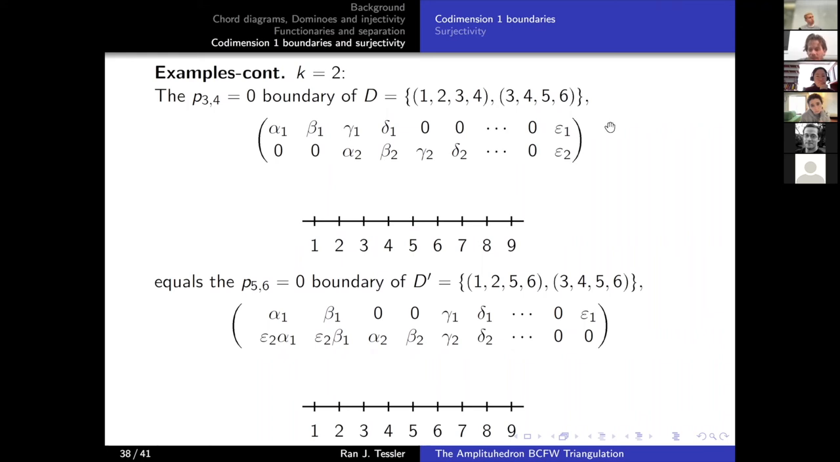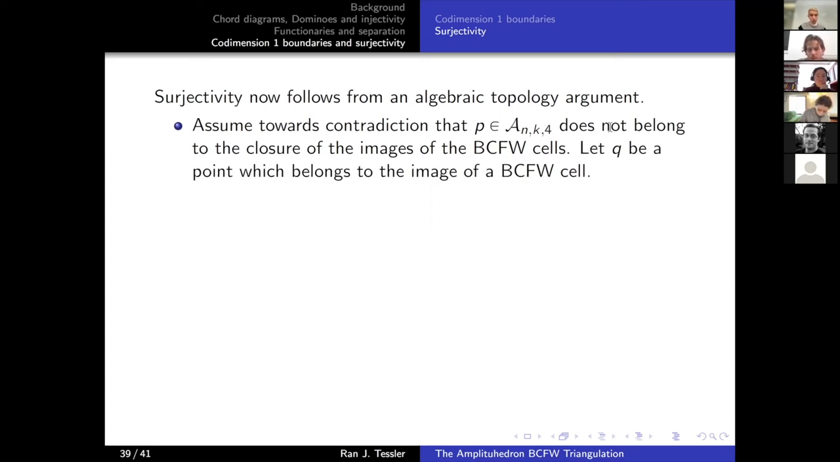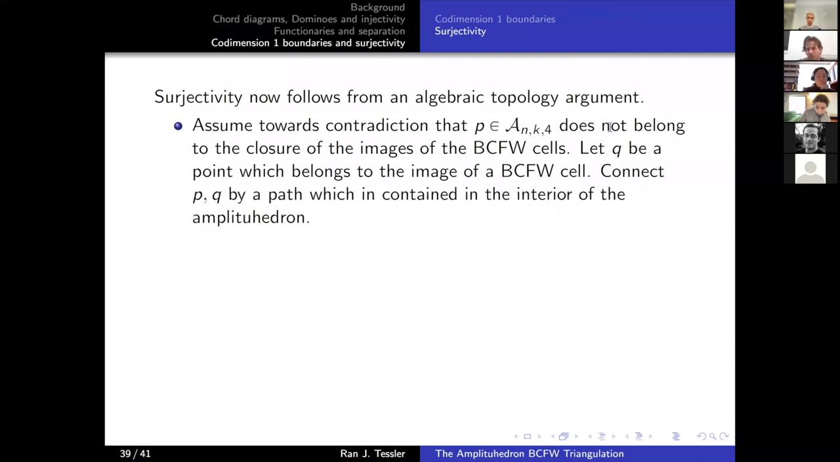And from here, finishing the proof is just a simple algebraic topology argument. What we show more or less is the following. Suppose that we have a point in the amplituhedron which doesn't belong to the closure of BCFW cells. So we can assume it is an internal point. And we then take another internal point, which is in the interior of a BCFW cell, and we connect them by a path which is in the interior.